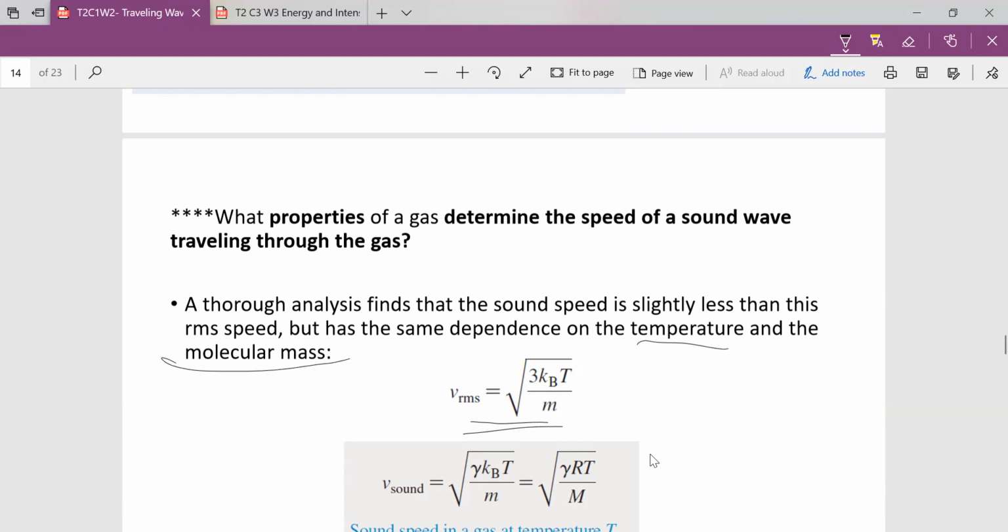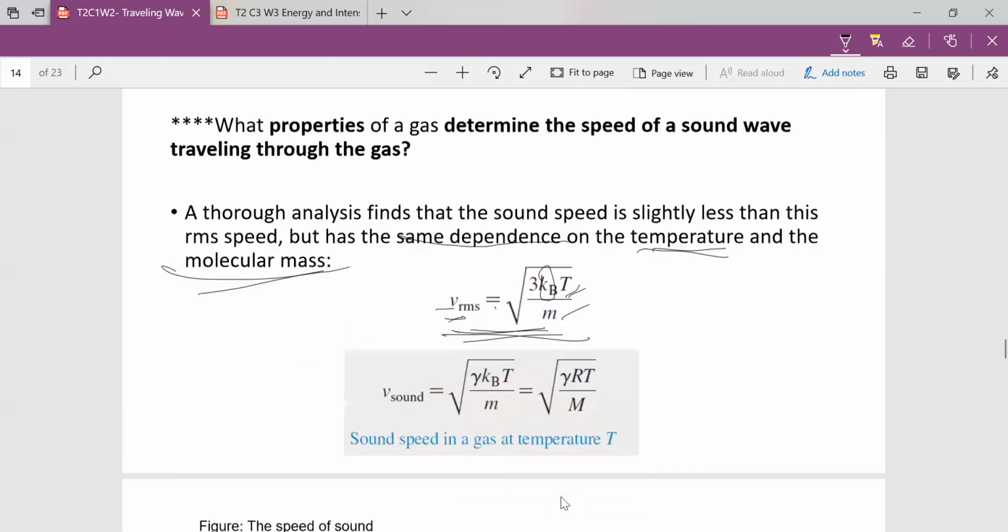It is given as the root mean square speed being equal to the square root of 3 k_B T over M, where k_B is the Boltzmann constant, T is the temperature, and M is the molar mass. Okay, we said it's dependent on temperature and molar mass.